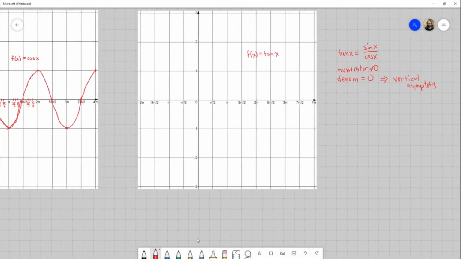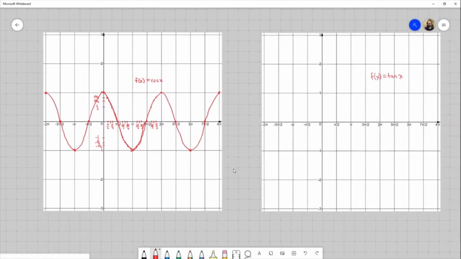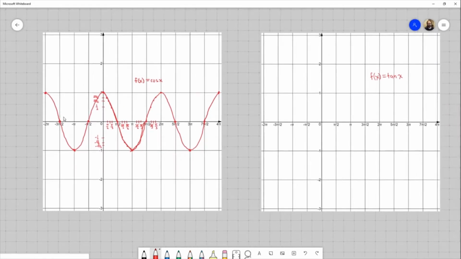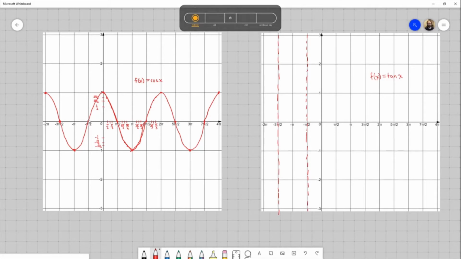So we want to look and see where cosine is equal to 0. Referring to the graph of cosine, we see that cosine is equal to 0 at negative 3 pi over 2. That means that the graph of tangent is going to have a vertical asymptote there. Similarly, at negative pi over 2, we're going to have a vertical asymptote for tangent because cosine is 0 there and sine is not 0. Also at pi over 2, we have a 0 on the graph of cosine, so we will have a vertical asymptote in the graph of tangent.